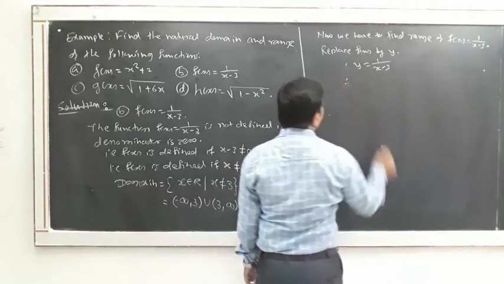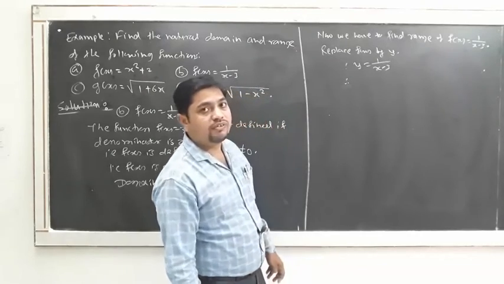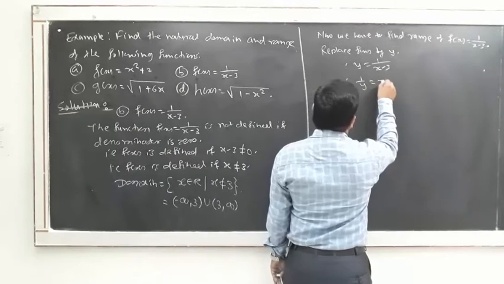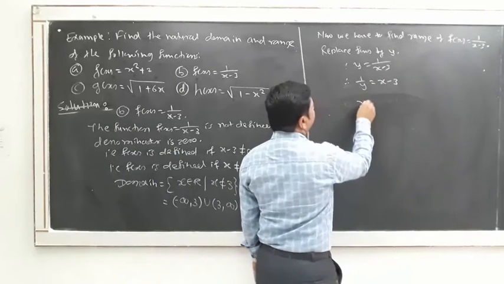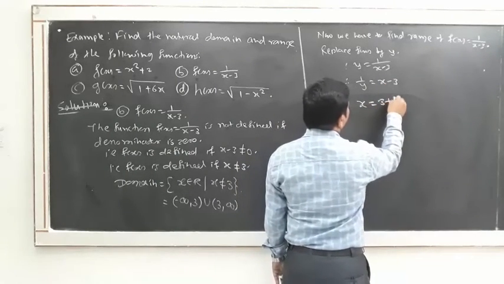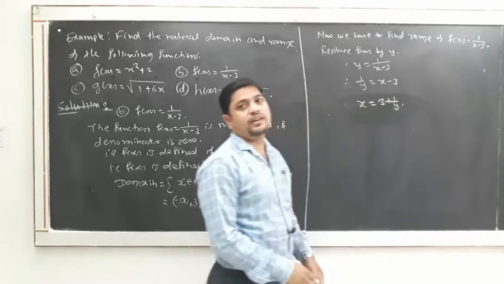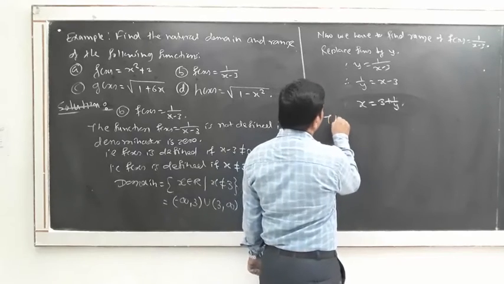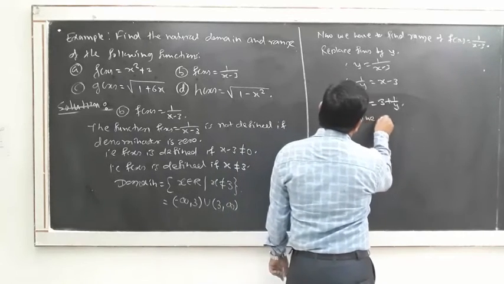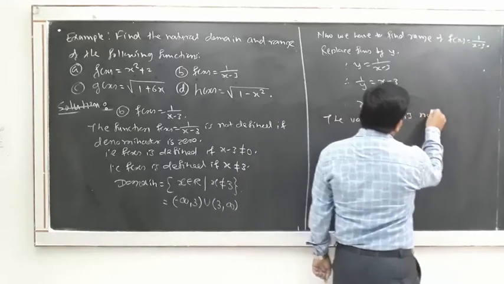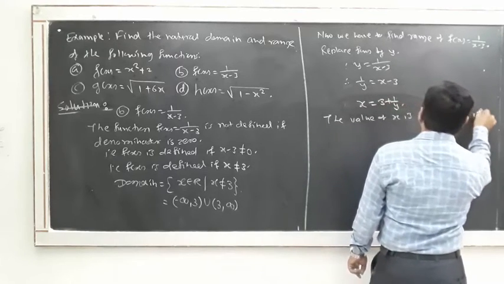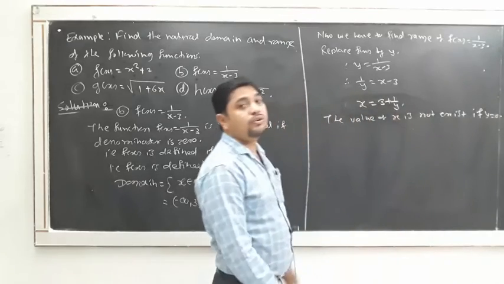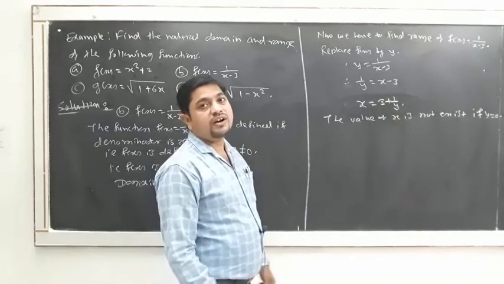Now solve this equation for x. So taking reciprocal, 1 upon y is equal to x minus 3. So x is equal to 3 plus 1 by y. And where is this x not defined? The value of x does not exist if y is equal to 0. That is, if y is equal to 0, then this value of x does not exist.